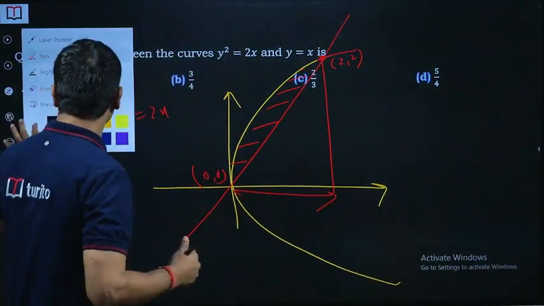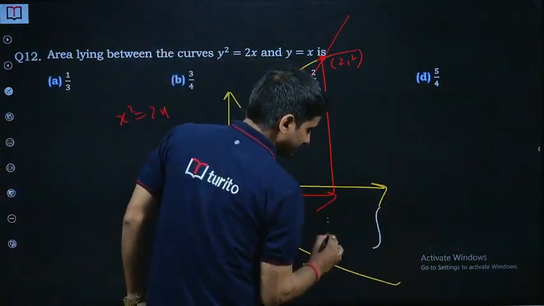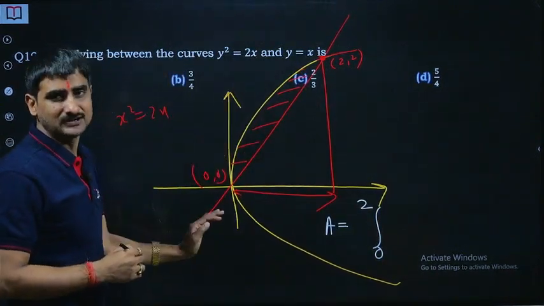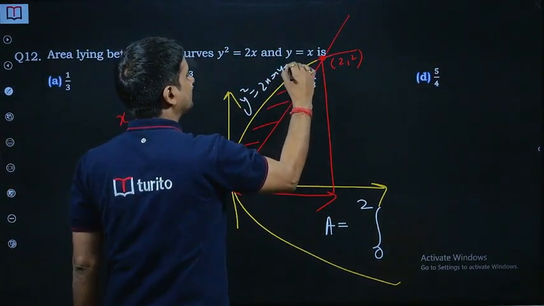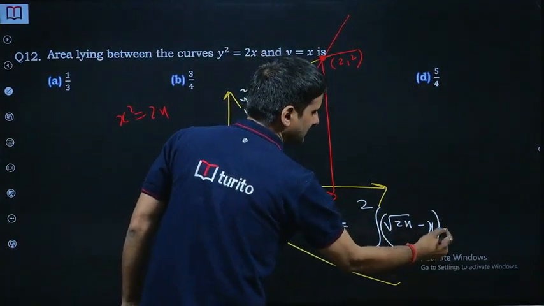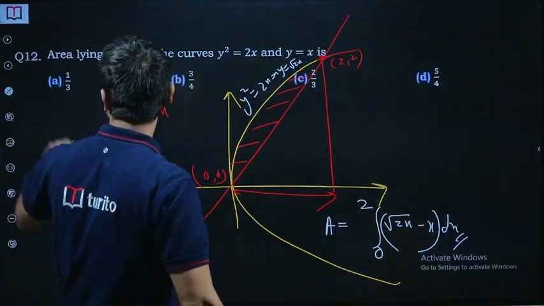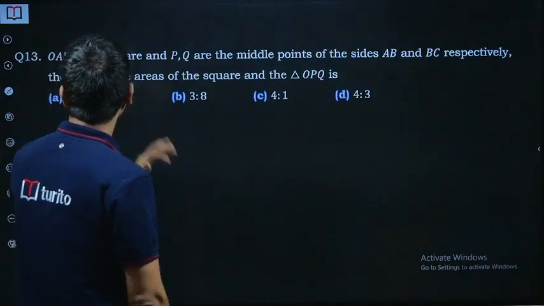Of course, the extent of the region along the x-axis is from 0 to 2. So the limit of x is from 0 to 2, and the upper curve minus lower curve. So upper curve is y square is equal to 2x. So y in terms of x is root 2x. So it's root 2x minus line x, and then you integrate it, put the limits, and you have the answer here. So that's your question number 12, bachcho. Moving to the next one.